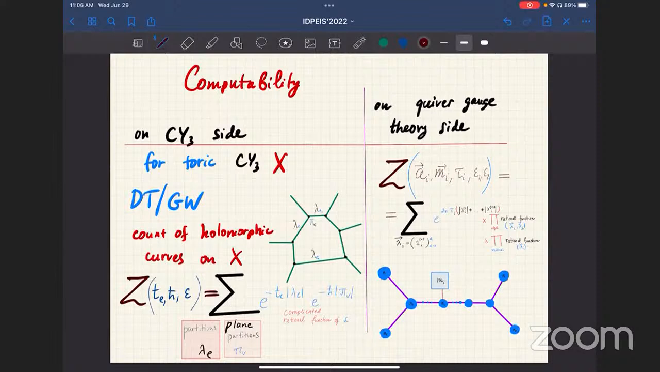One can discuss and compute many things, but the simplest object to define and to study is the partition function, which, let's say, for the toric Calabi-Yau threefold would be a sum over a collection of plane partitions associated to the vertices of the toric diagram and ordinary partitions associated to the edges of the toric diagram, with certain fugacities, both for the edges and for the sizes of partitions at the edges and the vertices, and some complicated rational functions of an additional parameter epsilon and the shapes of the Young diagrams and plane partitions.